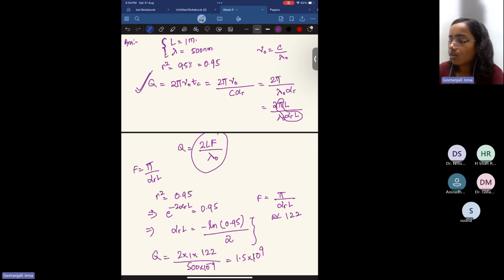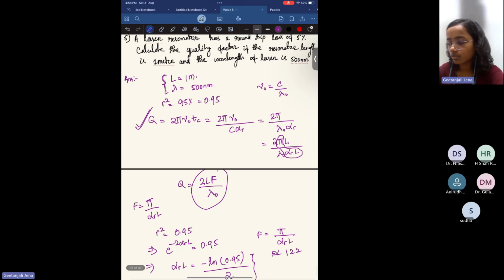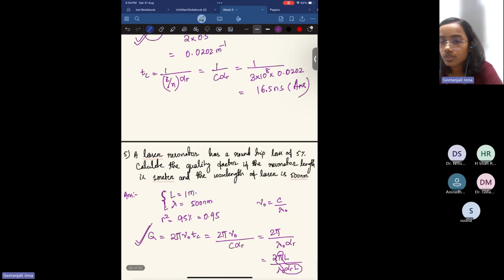So you have to relate all these equations and relations to find out the value for the other parameter. So I have solved 5 problems.